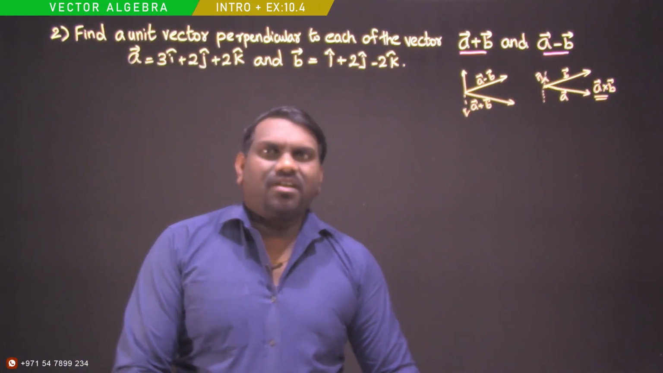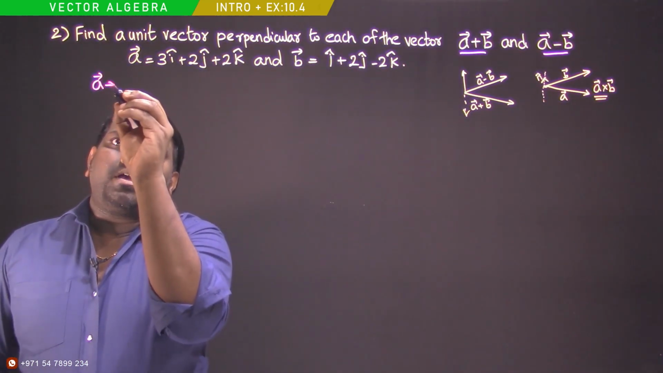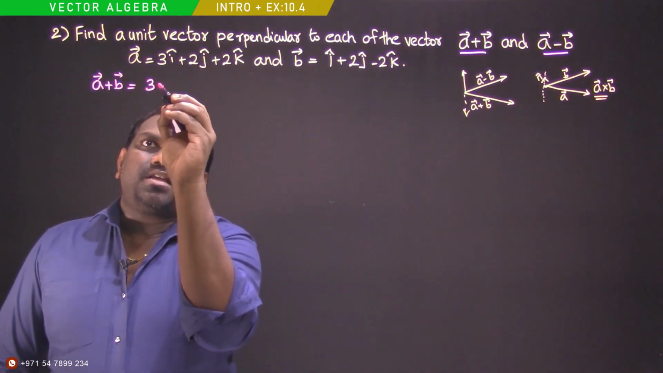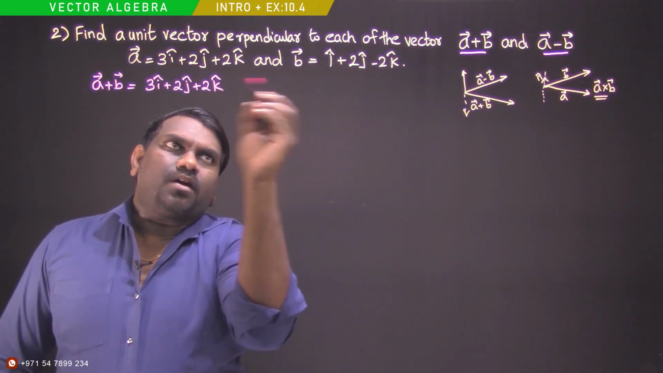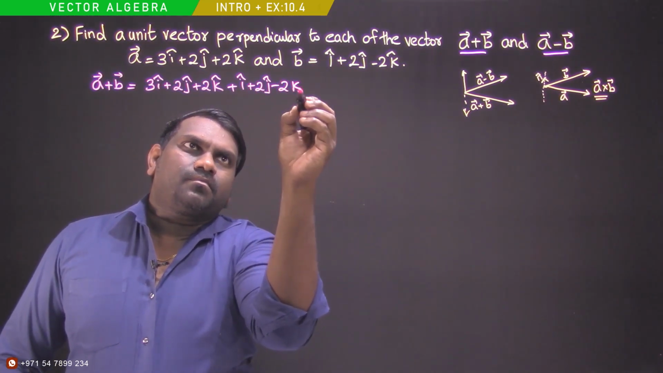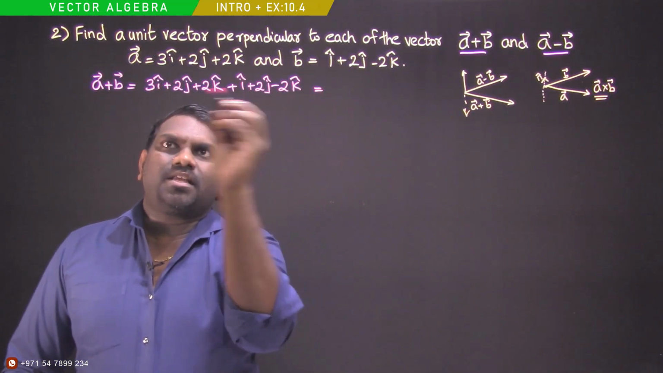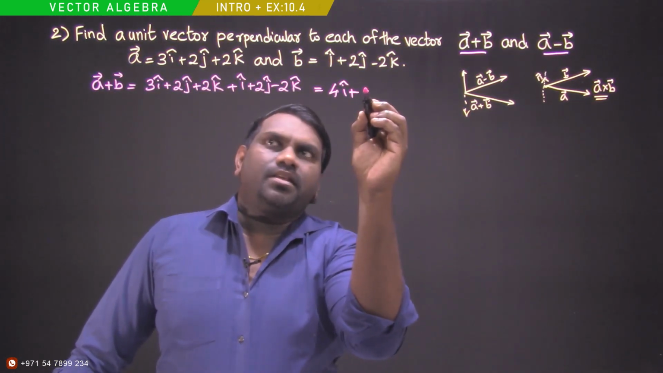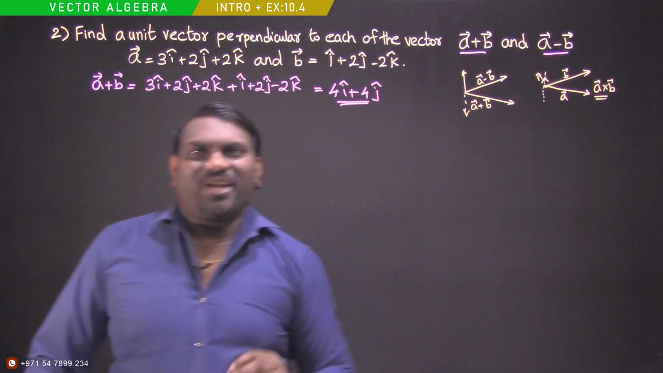Now our real problem is to find what? A vector plus B vector first. Let's see how to find it. It's nothing but you just need to add these two. So I'm just adding it. What I'm getting here is 4i cap, then these two will again give me 4j, and k will get cancelled there. So this is what I'm getting right now.